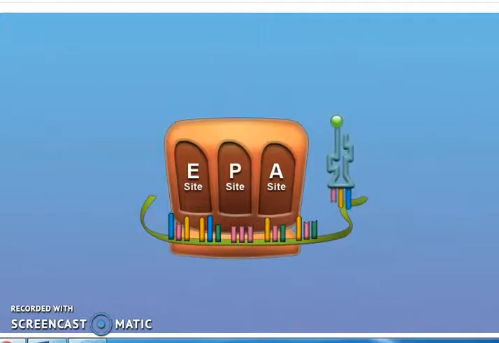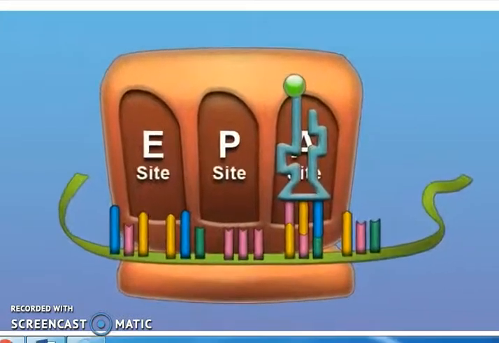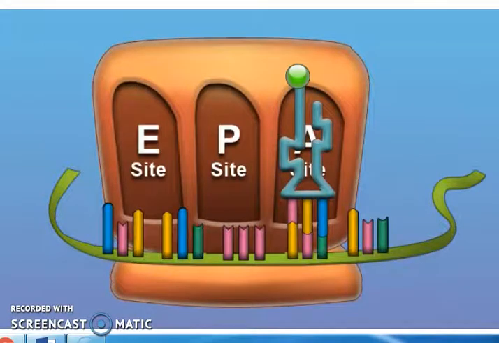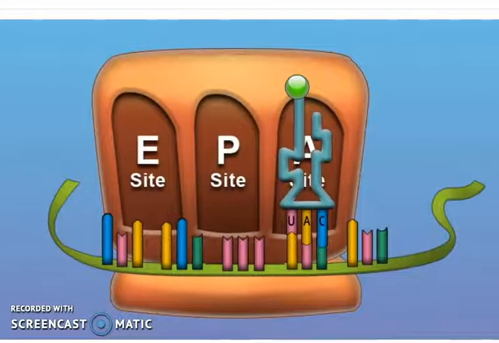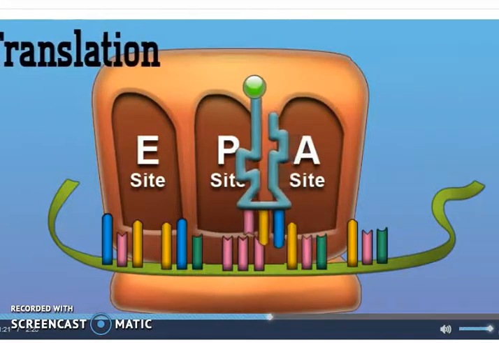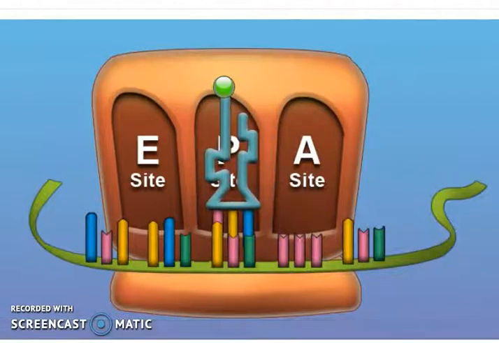The first transfer RNA attaches to the A site of the ribosome and begins a sequence of building a protein using amino acids. In this scenario, the first transfer RNA carries the anticodon UAC, which is complementary to AUG on the messenger RNA strand. Then, the ribosome moves down the transfer RNA messenger RNA complex. The first transfer RNA anticodon is now in the P site on the ribosome.